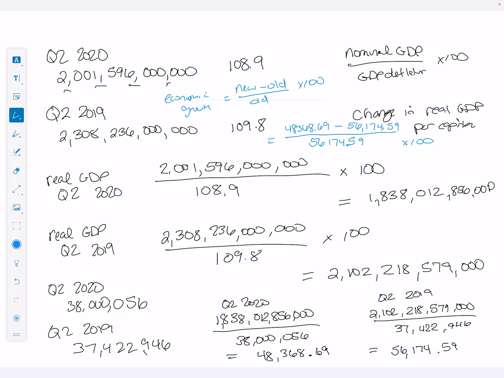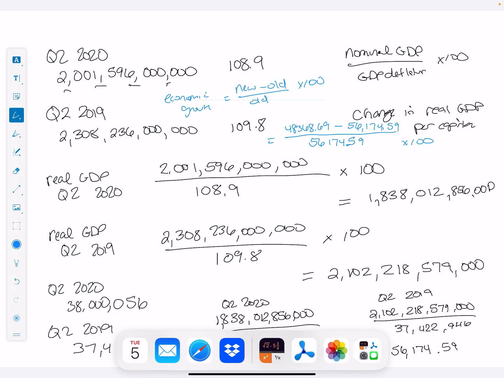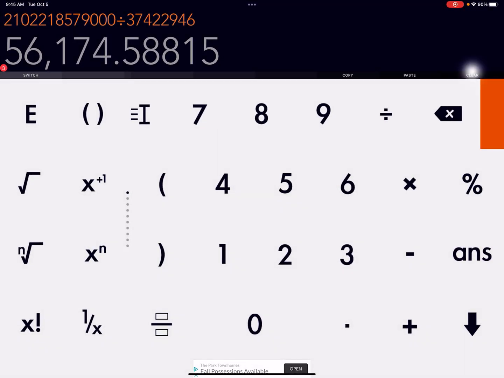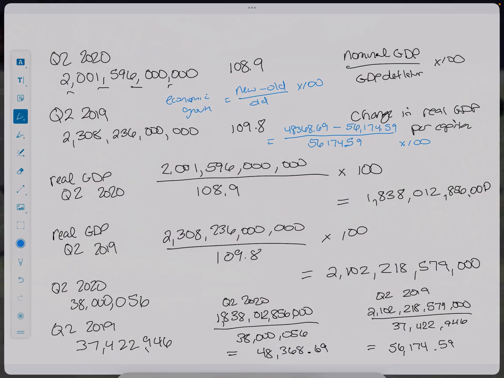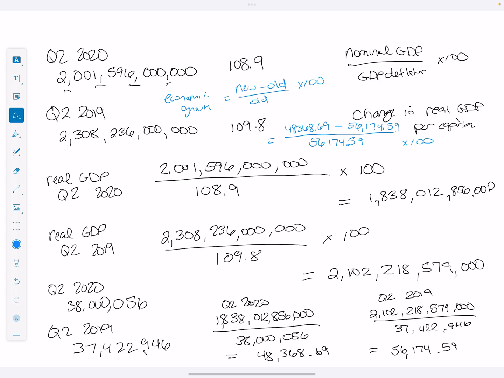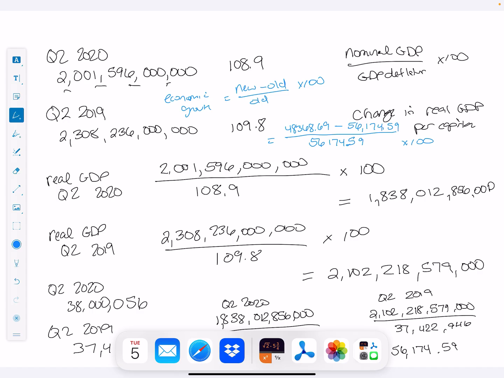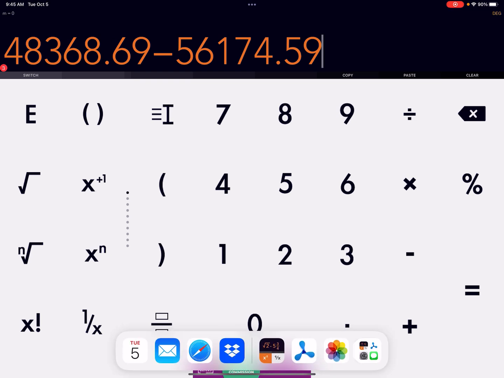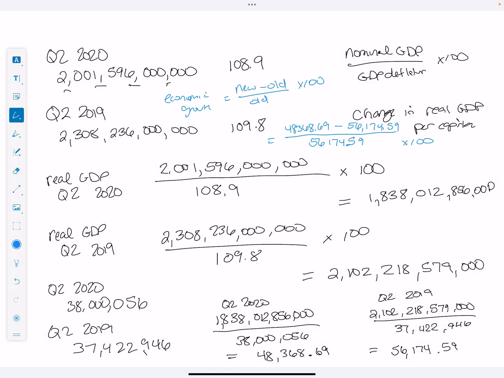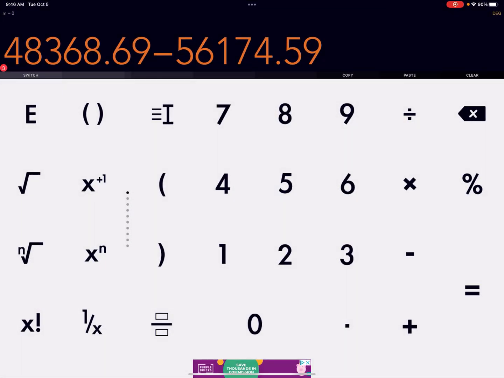All right, so let's put that into our calculator. 48,368.69 minus 56,174.59. I'm just going to double check that. Okay, so we'll hit equals.